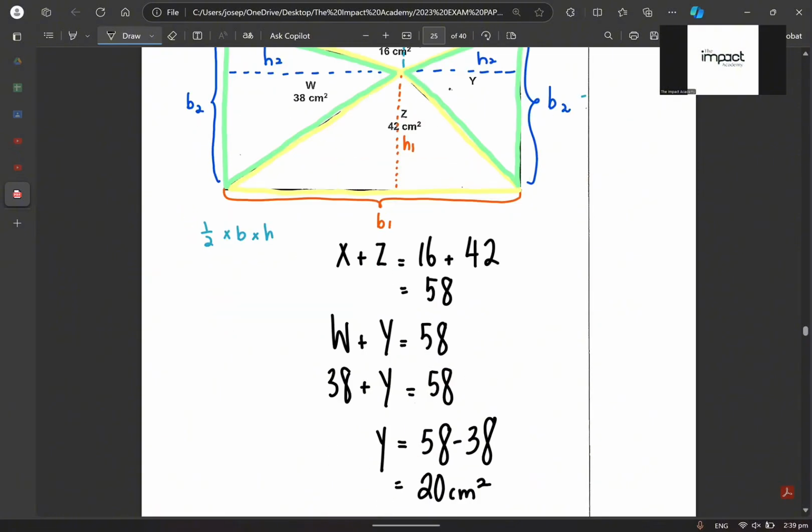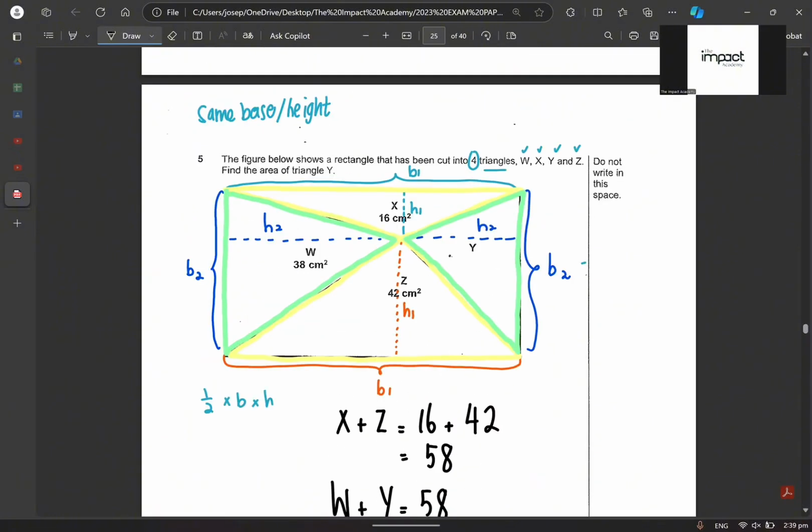Now, before I end, I just wanted to highlight a few points. The reason we could say that the triangles have the same area is because, look at the yellow ones. For the yellow ones, I will use whatever is over here times whatever is over here, and then do the same thing for the other yellow one. You can see that H1 and H1, when I add them, is actually my B2. This is the height, this is the base, this is the base.